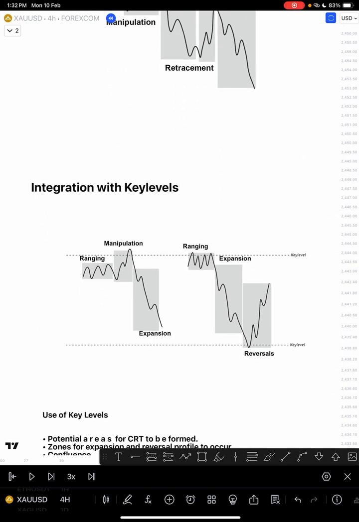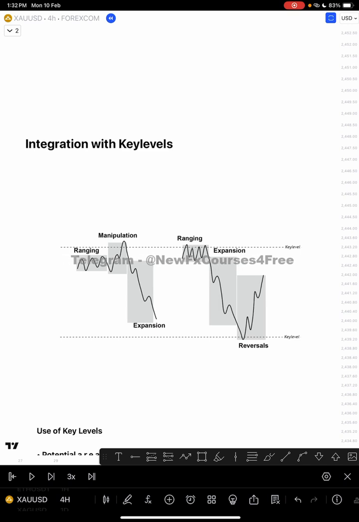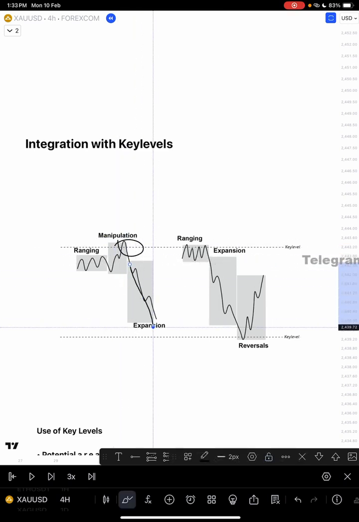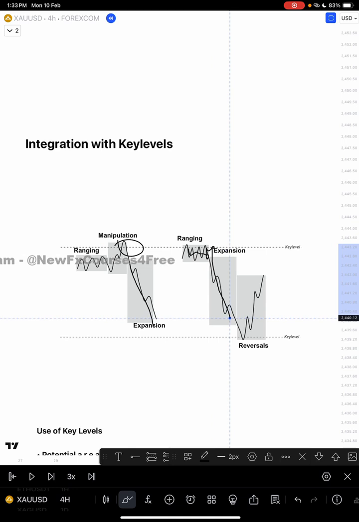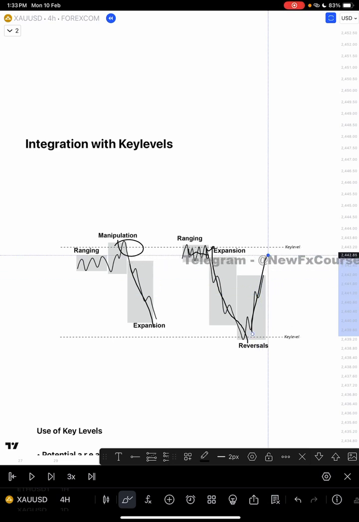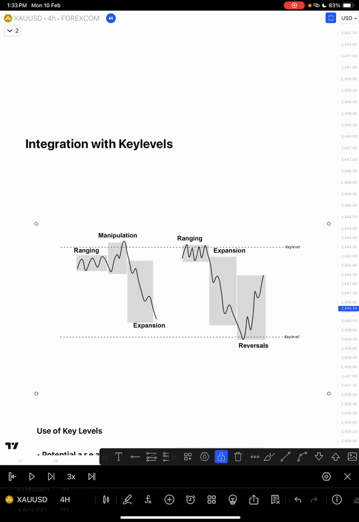Integration with key levels. Here, range, manipulation into a key level, then expansion lower. Here, ranging into a key level, then expansion lower into a discount key level, then a reversal. So you can actually use this whole illustration for your own benefit. Study this very carefully.